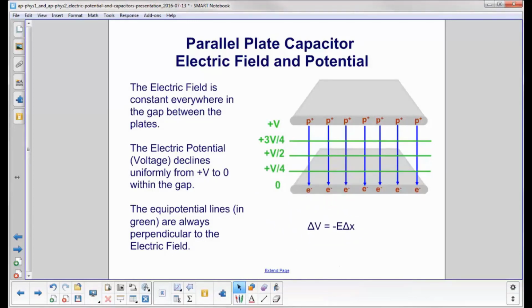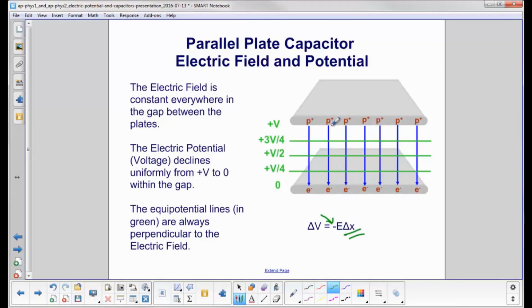The change in voltage is equal to negative the electric field times the distance you move. Negative means it gets smaller in the direction of the electric field, so you start with a plus V here, and it decreases down to 0 as you go along the electric field line. That's what that negative is for. Okay, and delta X, that's a linear function.